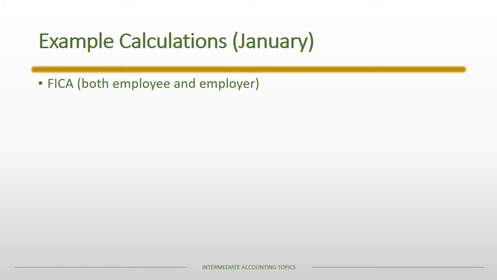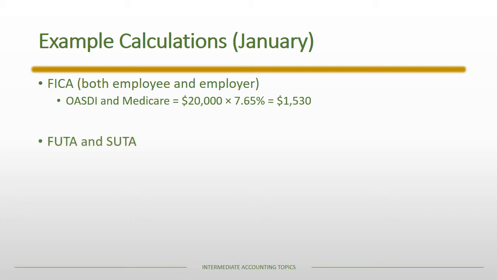We have to calculate FICA for the employee and the employer. Since we're nowhere near the federal limit, all of the $20,000 of income for the month of January is subject to both OASDI and Medicare. And so the amount of that tax would be $1,530 for this employee. We also have the federal and state unemployment taxes. FUTA, of course, they do receive a credit for the state rate of 5%, which would be a net 1%. And the federal rate is applied only to the first $7,000 of income, which means the federal unemployment tax would be $70 for this employee.